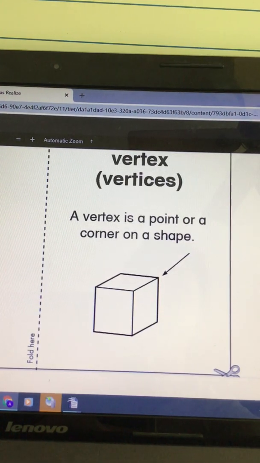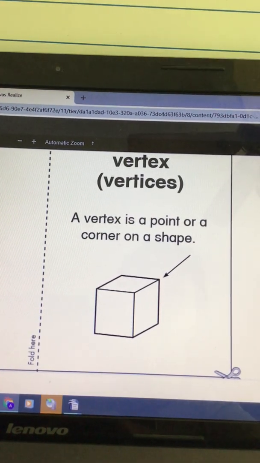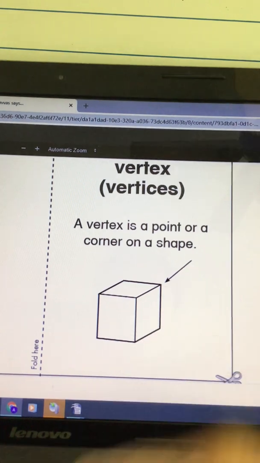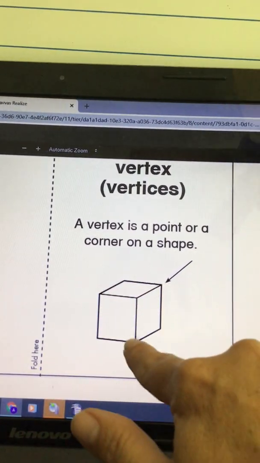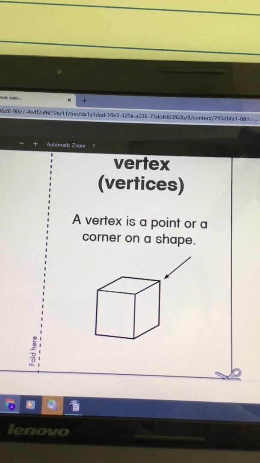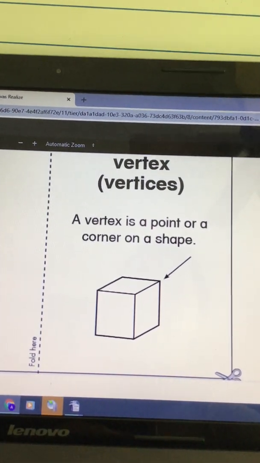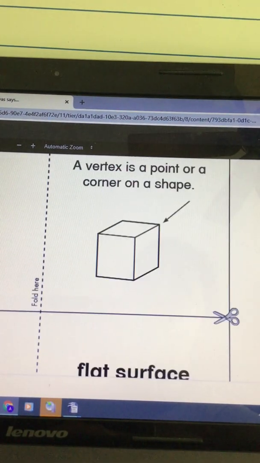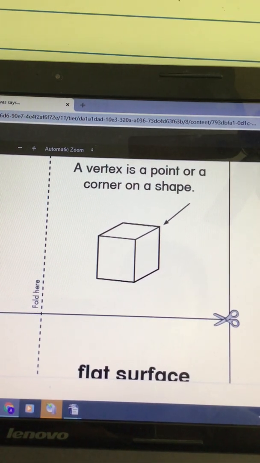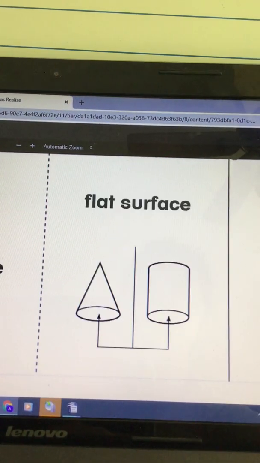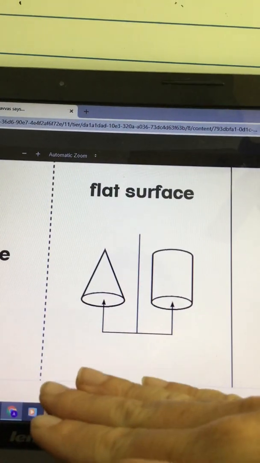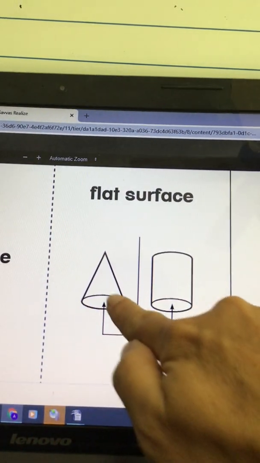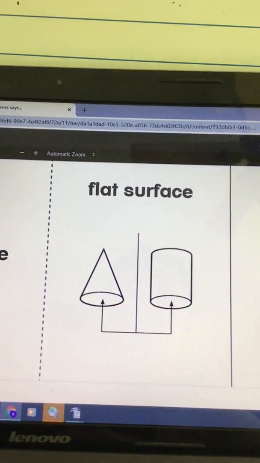Vertex, or vertices if there's more than one. That is the point or corner on a shape. So it's the pointy parts on a 3D shape, a vertex or vertices if there's more than one. I would say one vertex or 5 vertices. Flat surface. So the part that is flat that you could put down on the table and it wouldn't fall over. So the flat part of the 3D shapes.